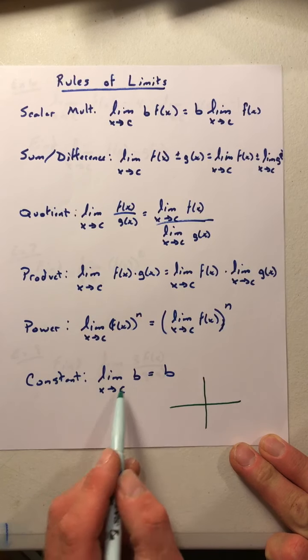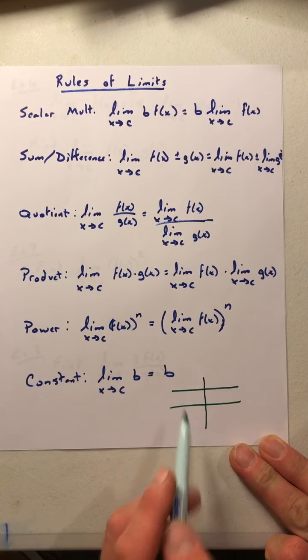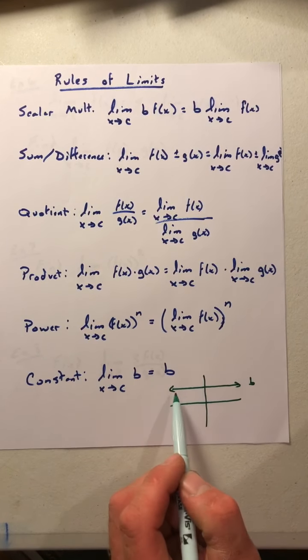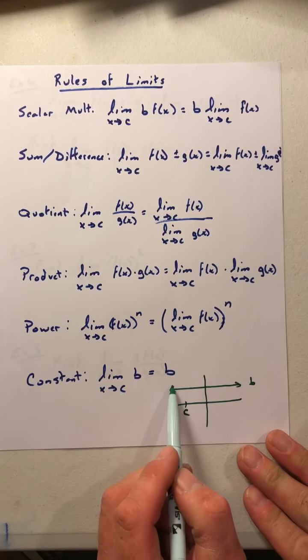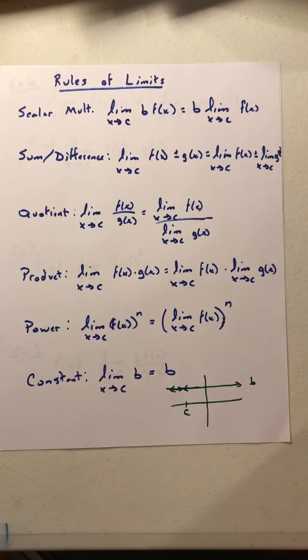So graphically, if we have a constant, that would be our function, or in this case our b. So it doesn't matter where our c value is. c can be over here if we want. That value is always going to be that same b value.